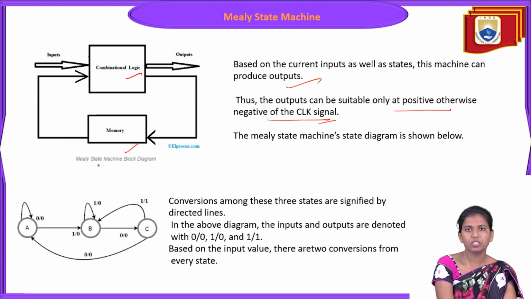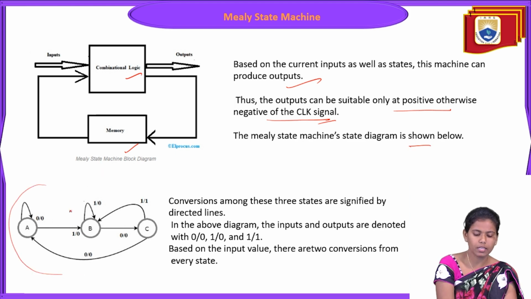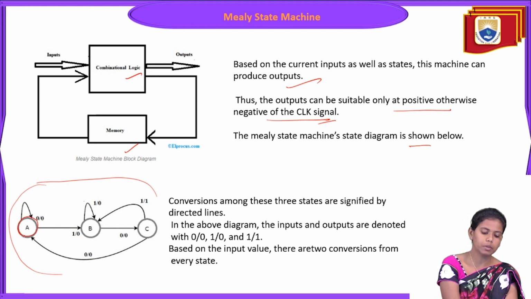And then the Mealy state machine diagram is shown. So this is nothing but the mechanism of the Mealy state machine. Here if you see, we have three states, A, B, C. All the states are circled. The circles are nothing but the states: state A, state B and state C.